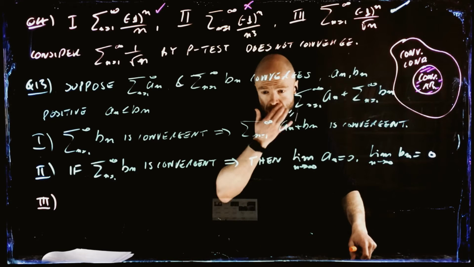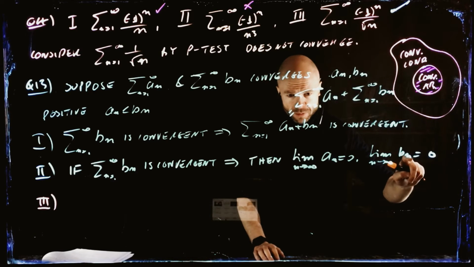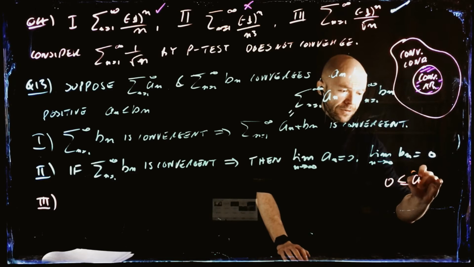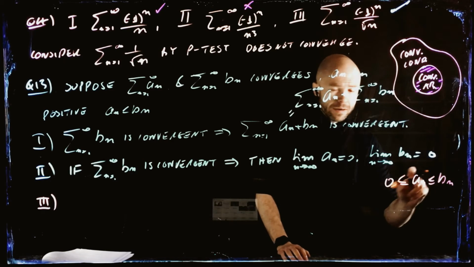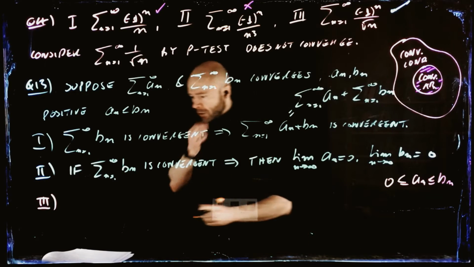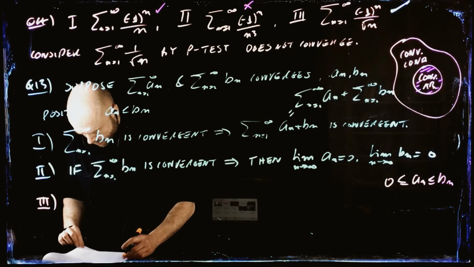Or you could say, since this is convergent, then this has to be true, right? But An is trapped between 0 and Bn, so by the squeeze theorem, we also know that An has to go to 0. That's another way. Cool. You people are doing very good. All right. Next statement.